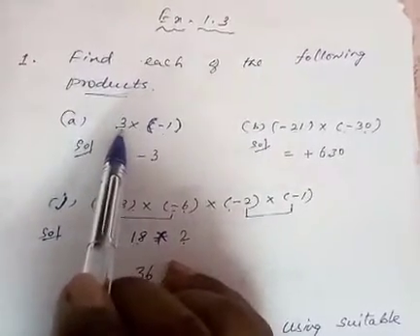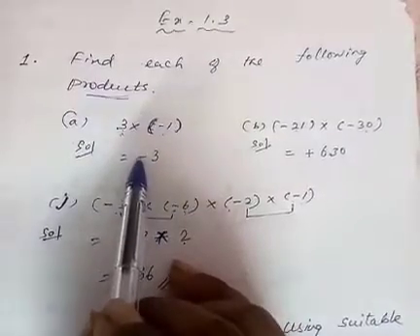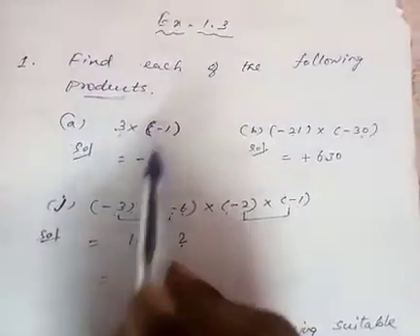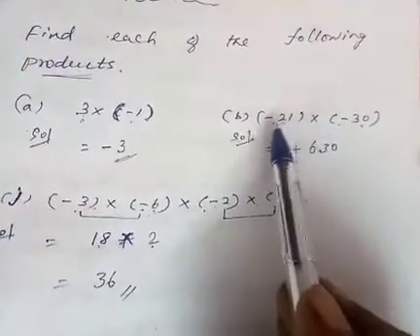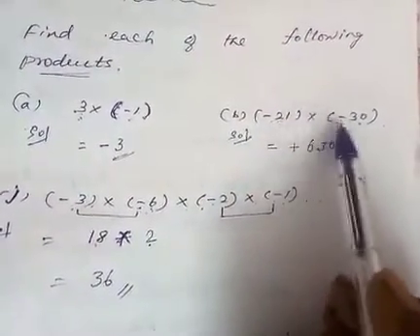So the product of a positive integer and a negative integer is a negative integer. So 3 ones are 3. The answer is minus 3. The next, question B: minus 21 into minus 30.